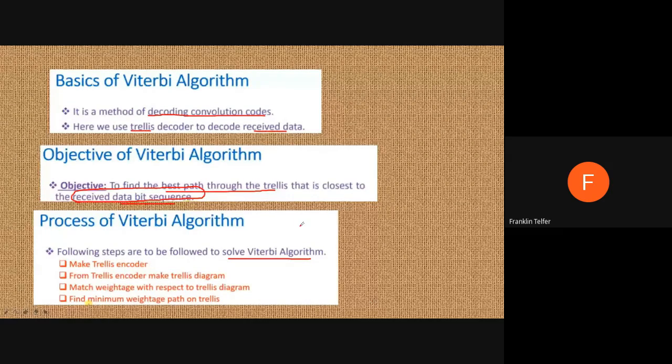Number one, make the trellis encoder. Number two, from the trellis encoder, make the trellis diagram. Number three, match the weighting with respect to the trellis diagram. You have to add some weight to each and every trellis diagram.